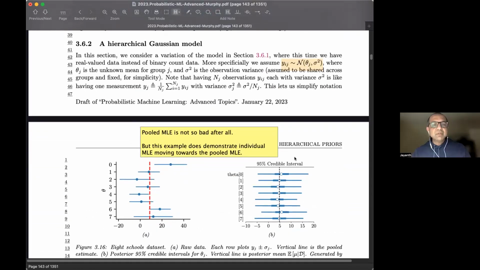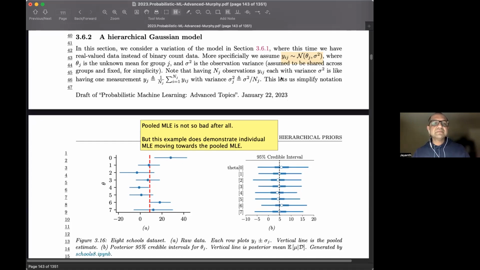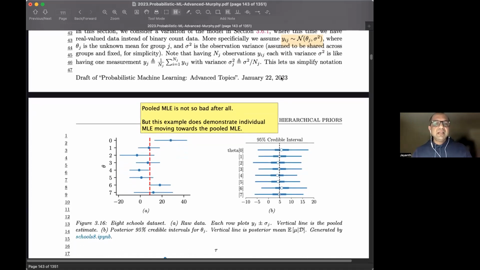Here's another example. This one is using a different model. In the previous case, it was a binomial. Here it is a normal, a Gaussian distribution. The theta j are the means. They all have a common variance, sigma squared.